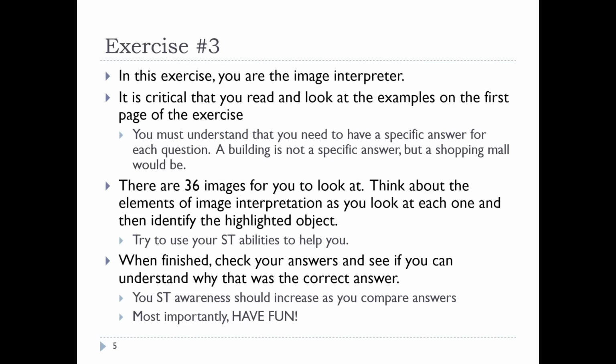Okay. So then there's 36 images to look at. What you want to do is think about those elements of image interpretation. You might want to write them down on a piece of paper. And as you look at each of the numbered examples, you want to identify what the highlighted object is. In some of them, it's pointing to a specific location. If it's not, if it's the whole area, then you're supposed to identify the whole area. And what you want to do is use your spatial thinking abilities along with these elements of image interpretation to answer all 36 questions.